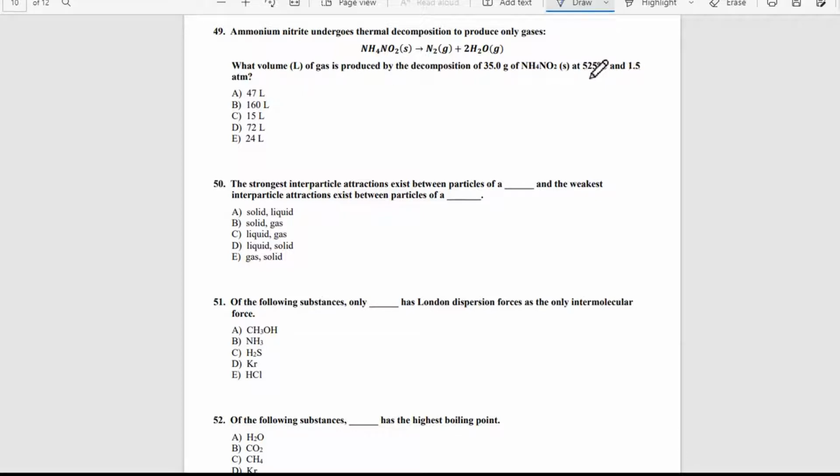So I recognize that I have temperature and I have pressure, and it's all one set of conditions, right? So this is probably going to be a PV = nRT situation. But I also recognize it's wanting me to figure out the total volume of all gases, not just one of them. So what I'll do is start with my 35 grams, 35.0 grams of NH4NO2.